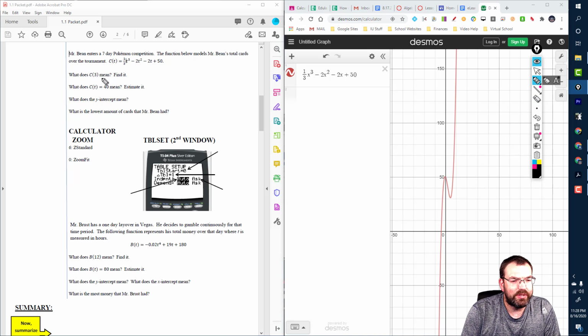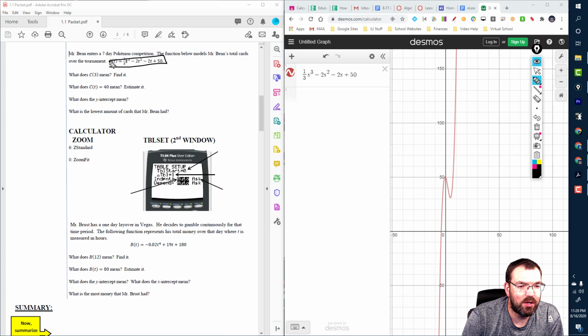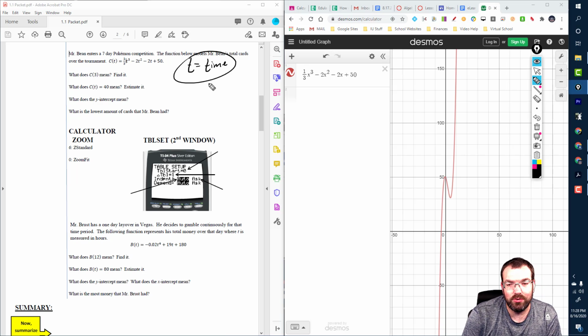Well, it says, what does C of 3 mean? Well, what does this actual equation mean? If we look at the equation, it says C of t is equal to 1/3 t squared minus 2t squared minus 2t plus 50. Whew, that's a lot. Well, what this means is t is the time. T is always equal to time. We don't use any other variable to represent time other than t. Or maybe S for seconds, but that's still weird. T for time.